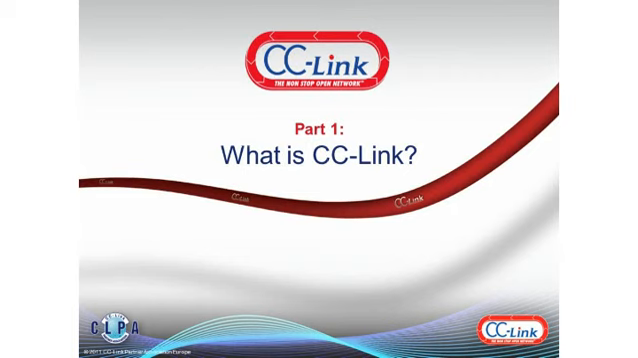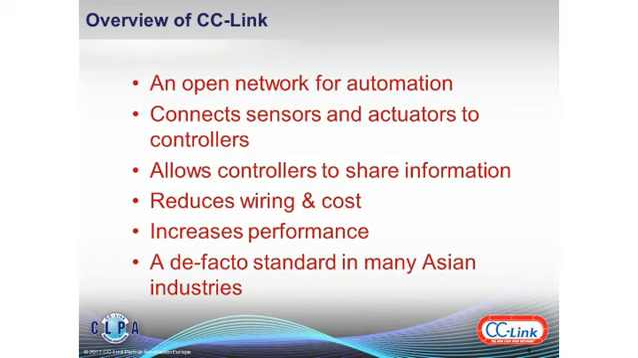So let's take a look at what CC-Link is as a technology for automation. CC-Link is an open network for automation. In basic terms, it connects sensors and actuators to controllers and allows controllers to share information. It reduces wiring and cost, and it also increases performance. But the key point for this presentation and users of CC-Link in general is that it has become a de facto standard in many Asian industries. As we will see in this presentation, it's become a network of choice for many different industries, and this is the nature of the opportunity that we are presenting here.